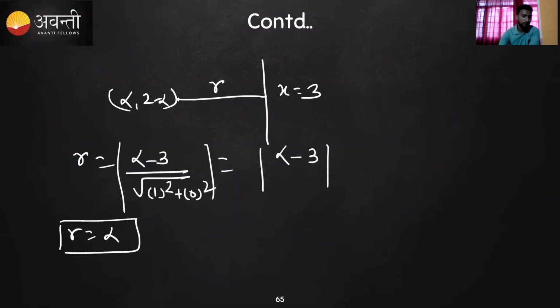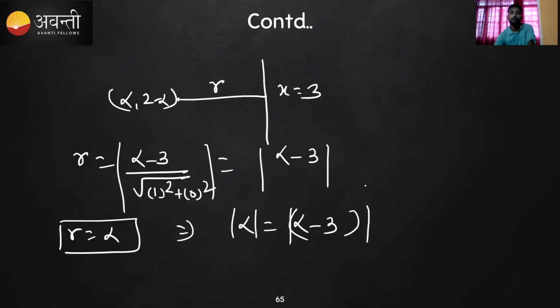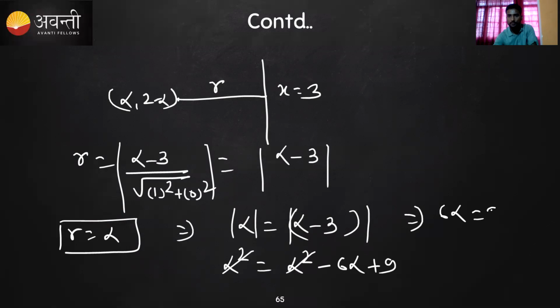So from here what we can do? It means mod alpha is equal to mod alpha minus 3, right? So what you can do, guys? You can simply take the square. So from here what you will get: alpha square will cancel out. So 6 alpha will be equal to 9. So alpha will be equal to 3 by 2. Okay, so we have got alpha as 3/2.